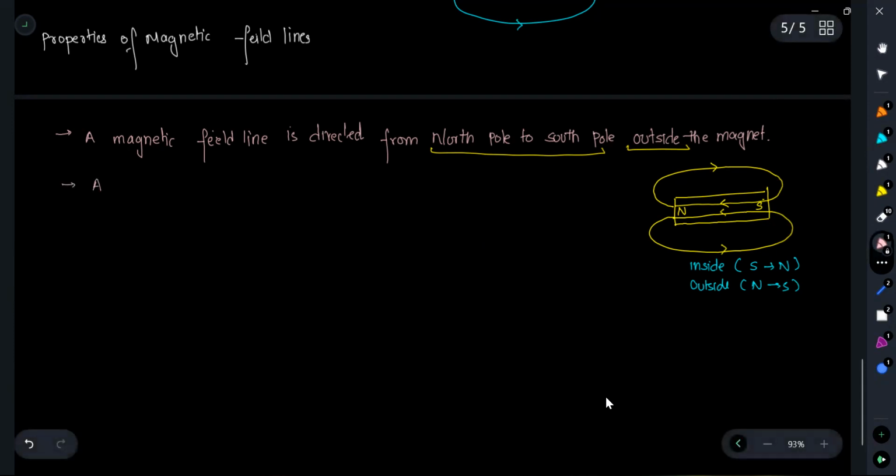Next point. A magnetic field line is a closed and continuous curve.